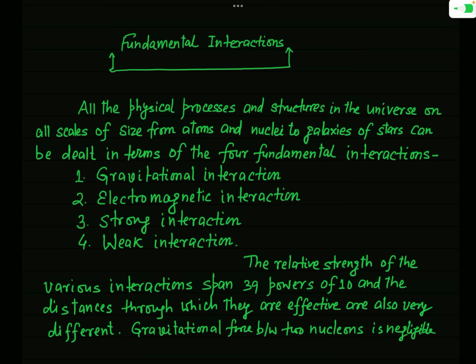So you can say that all physical processes and structures in the universe on all scales of size, from atoms and nuclei to galaxies of stars, can be dealt with in terms of the four fundamental interactions, and these four fundamental interactions are gravitational interaction, electromagnetic interaction, strong interaction, and weak interaction.